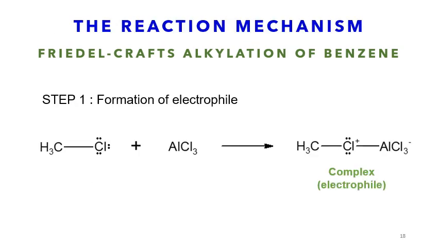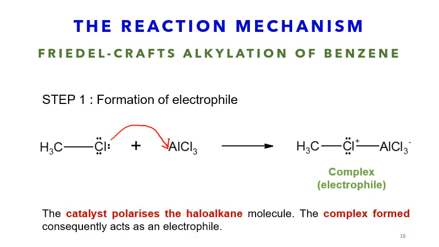The first step is to show the formation of electrophile. In this step, the lone pair from the chlorine atom of the methyl halide shares its lone pair to the aluminium atom of the Lewis acid. From this reaction, it shows that the catalyst polarized the haloalkane molecule. The complex formed consequently acts as an electrophile.